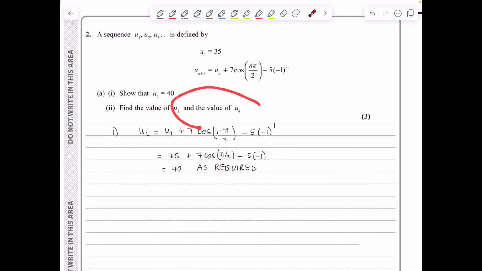We are then told to find the value of u3 and u4. So we can continue in this way. We will find that u3 gives a value of 28 and u4 gives a value of 33.